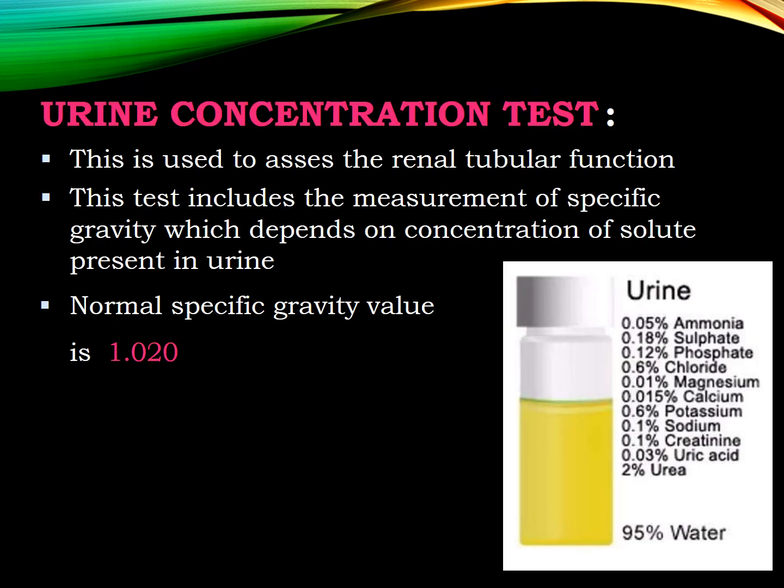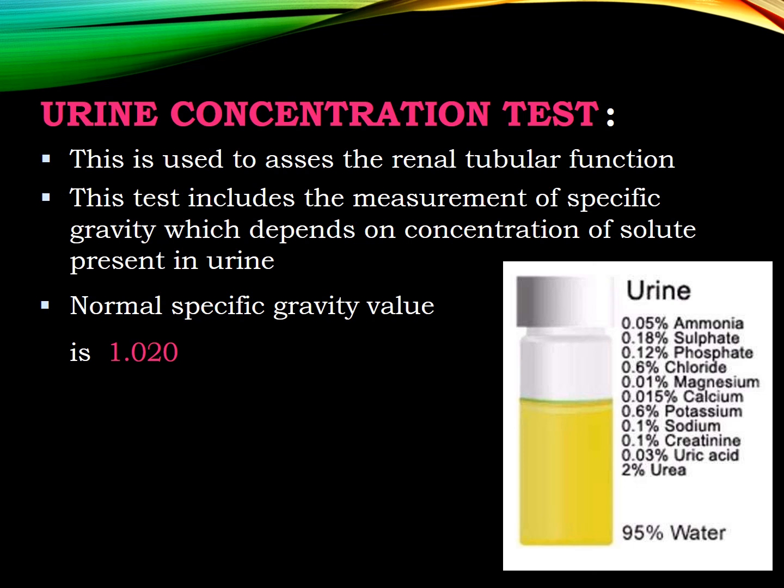Next we have to discuss the tubular function test. Tubular function tests mainly include the urine concentration and dilution test, and also the urine acidification test. Here I added the urine concentration test, and it is used to assess the renal tubular function, and this test includes the measurement of specific gravity which depends on the concentration of solute present in the urine, and the normal specific gravity we already discussed that it is 1.020, and normally the urine contains 95% of water, and the rest of the urine is urea, uric acid, creatinine, sodium, potassium, calcium, magnesium, chloride, phosphate, sulfate, and ammonia in small amounts.